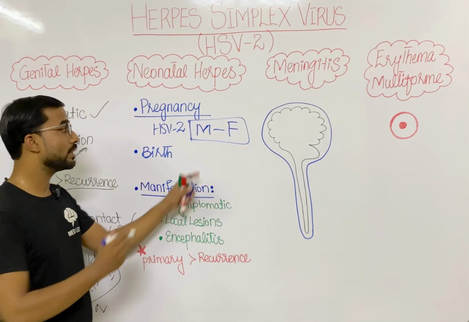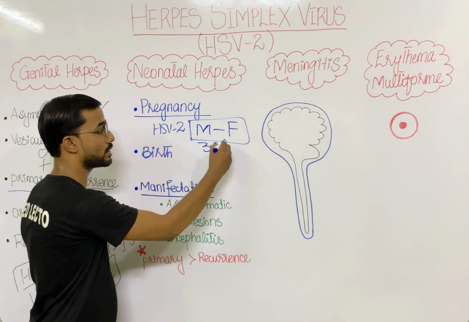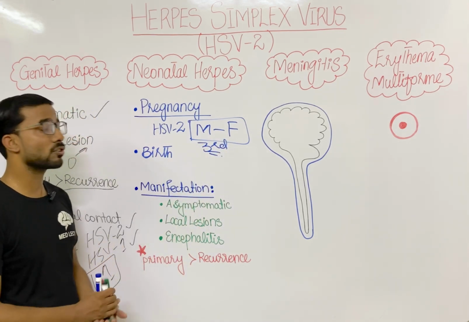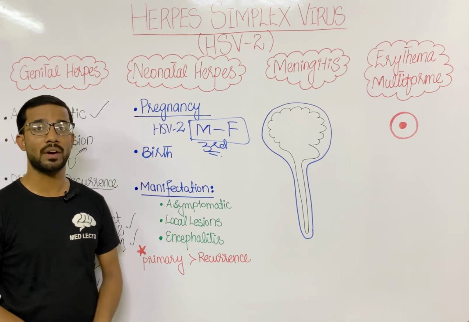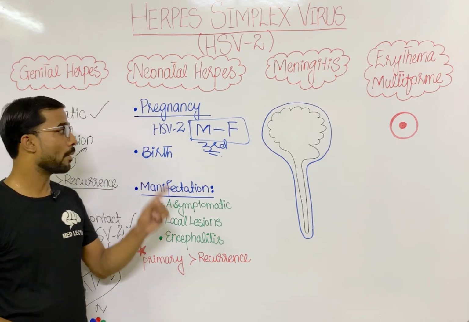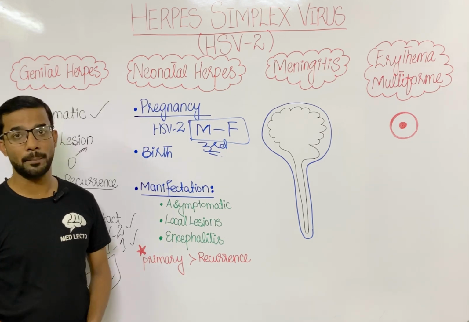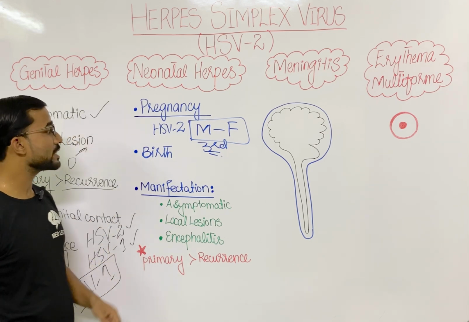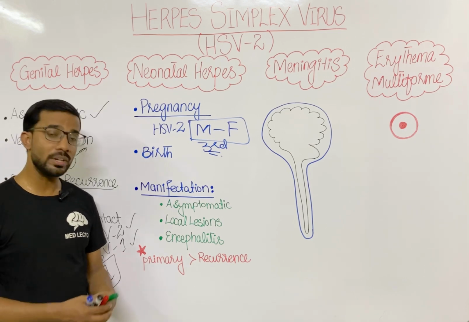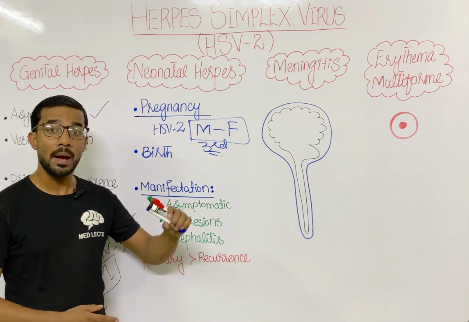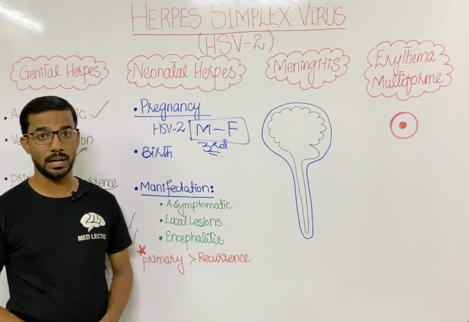specifically during the third trimester. That is the important thing. You can see the transfer of herpes simplex virus type 2 from mother to the fetus, and as a result you will see neonatal herpes. Okay. Next is the birth. During birth, the neonate can also get the herpes simplex virus when the baby passes through the birth canal.